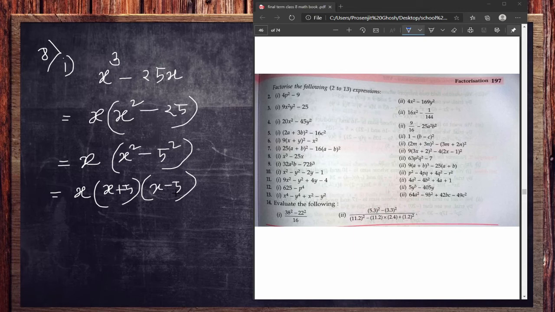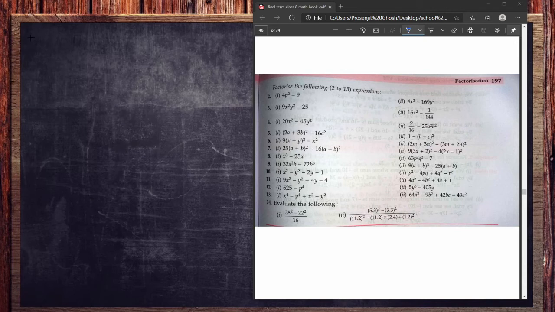Let me show you the last one, that is 14 part 4. Sorry, that is 14 part 1. Okay, so let me erase it first. Done. Now coming to 14 part 1. What is given? 38 square minus 22 square divided by 16. That is simple. We can evaluate 38 into 38 minus 22 into 22. So that is quite a long process and you have to work more in that. But by using identity, that will be very much simple for you.